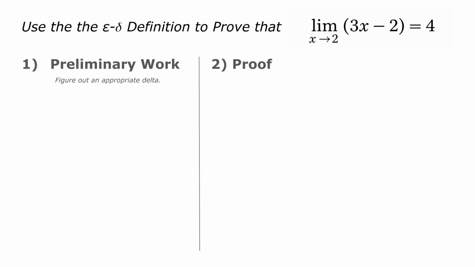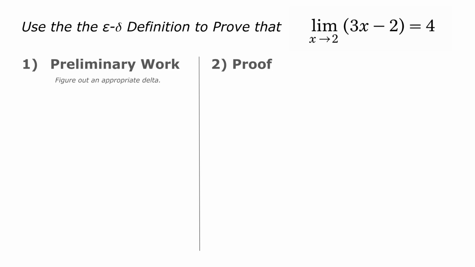Now let's do an example. Let's use the epsilon delta definition of limit to prove that the limit as x approaches 2 of 3x minus 2 equals 4. Let's begin with what is called preliminary work, which is essential planning and preparation for the proof that we're about to do.